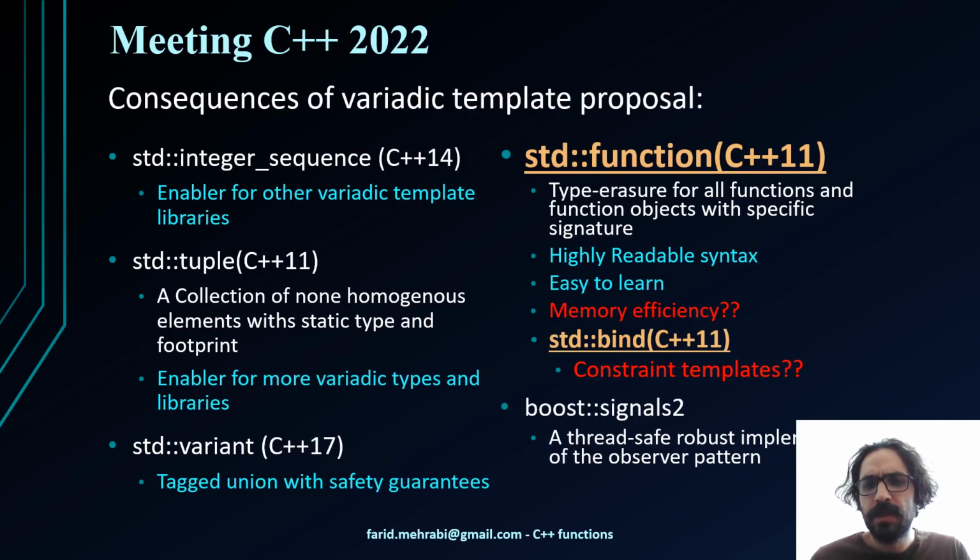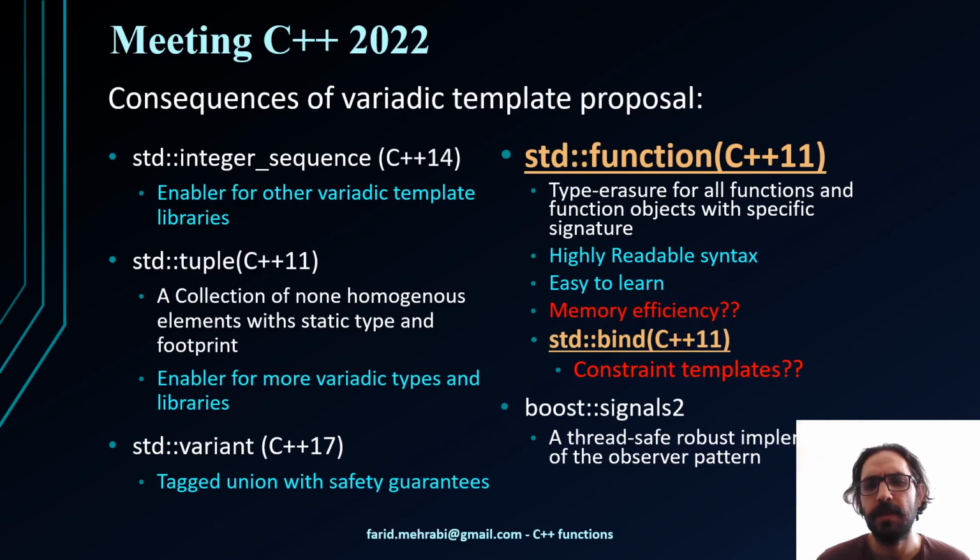Tuple was a successful, fundamental, yet growing library. The variant library took a very long journey before adoption into the standard library. The std::function was one of the major reasons for adopting the variadic template proposal. It is a very elegant and useful library, but I usually think twice before recommending it to newbies because of its memory demands.